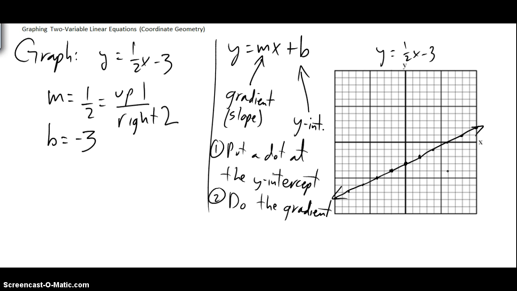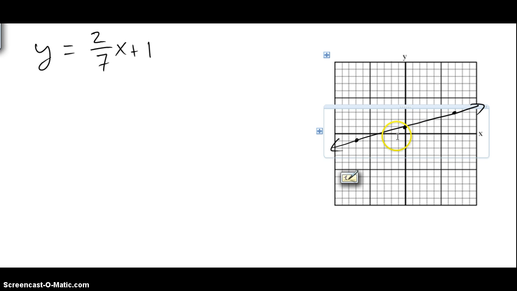Alrighty, so now you're going to try one. We're going to go on down here, and I want you to graph y equals 2 over 7x plus 1. Go ahead and graph y equals 2 over 7x plus 1. Pause it, see if you can graph it on your paper. Okay, so it should look like this, right? You start at positive 1, up 2, right 7, same as down 2, left 7, connect the dots. Bam!